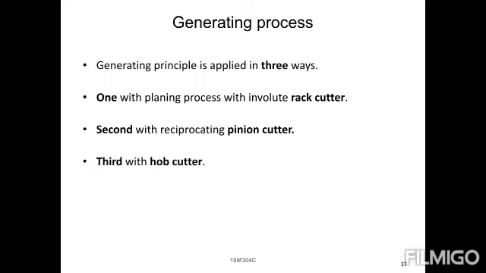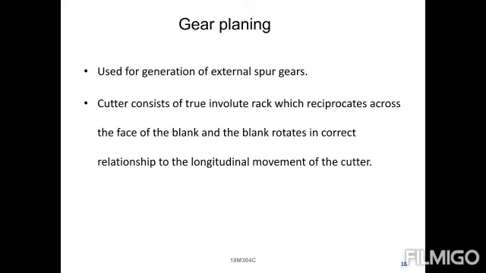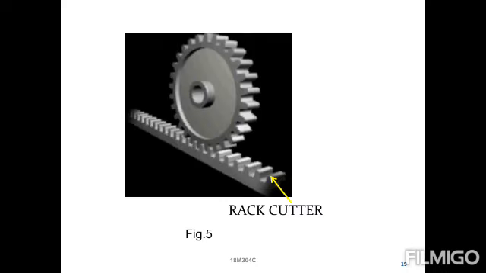A pinion is one of the small gears used for cutting purposes. The third one is the hob cutter. Hobbing is one of the gear manufacturing processes, and a separate hobbing tool is provided for manufacturing gears. The first one, the gear planing method, is used for generating external gears.